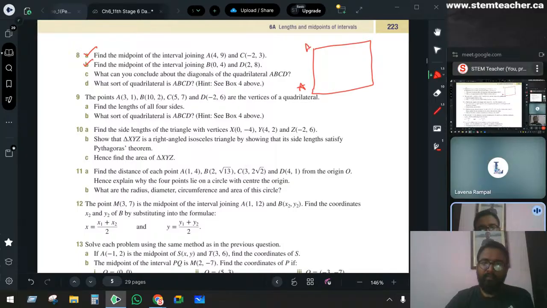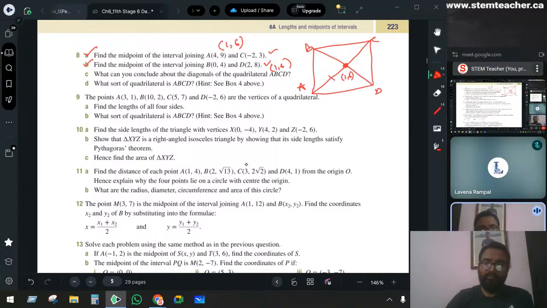And ABCD. So what is the midpoint of AC? To find out the midpoint of AC, and also find out the midpoint of BD. You can find it. It is the average, the mean. It's a midpoint. 2 by 2 is 1 comma 12 by 2 is 6, and here it is also 6. Both are the same points.